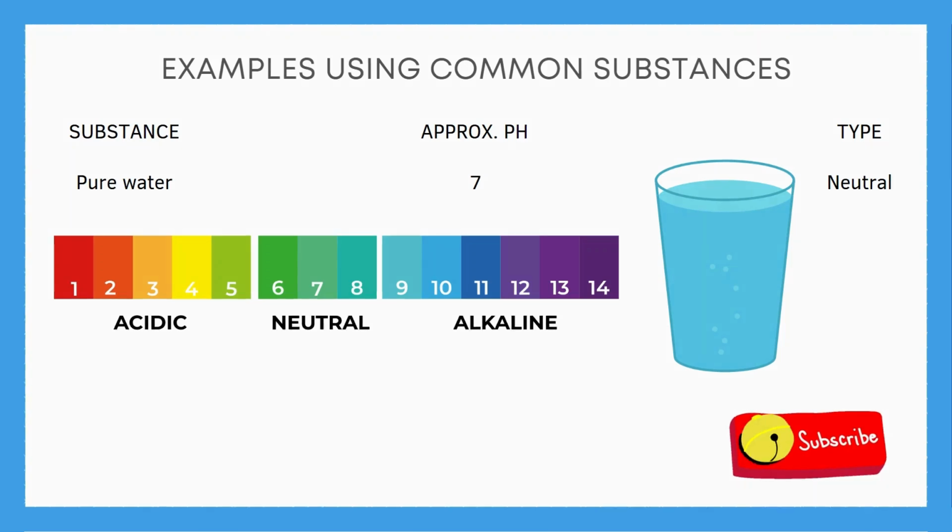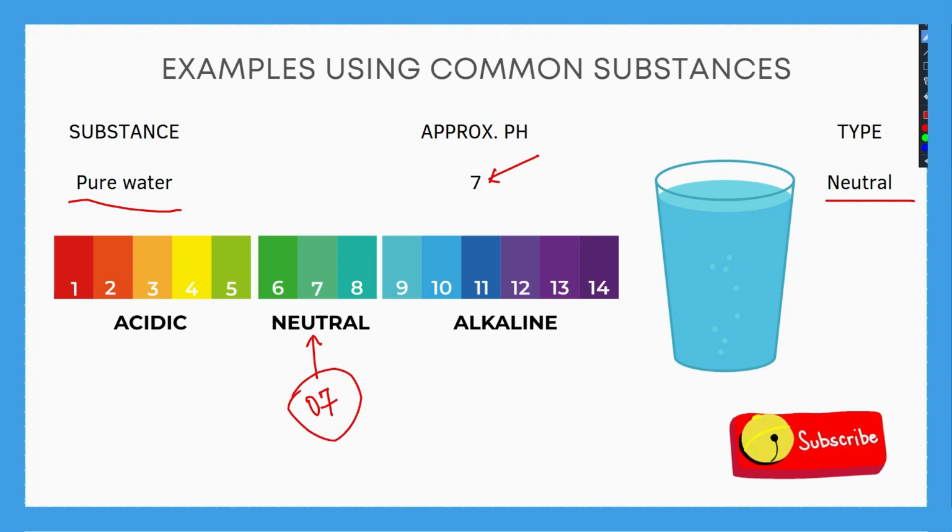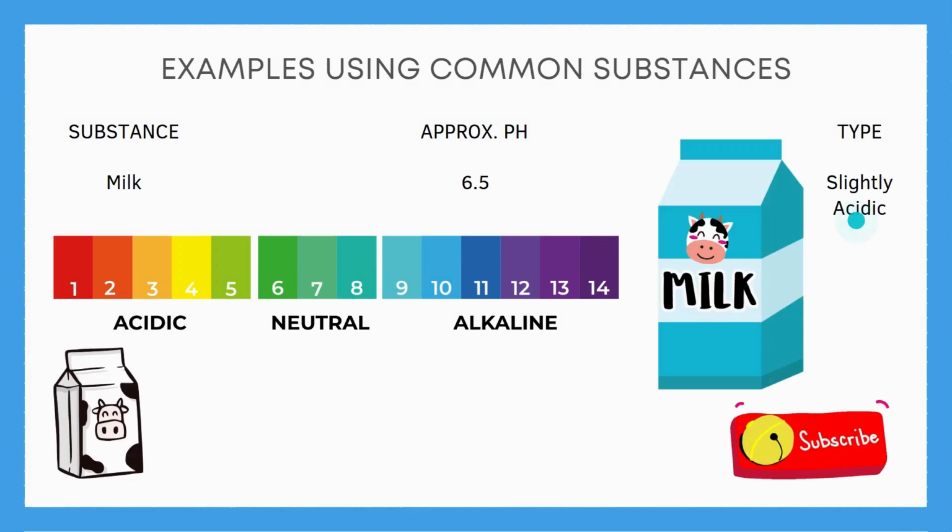Next example on our list is the example of water, or pure water. Pure water has an approximate pH value of the number 7, and number 7 means it is basically neutral, because you can see neutral here has the value of number 7, and on the pH scale, number 7 is at the center from 0 to 14. So pure water is neutral because it has the pH value of 7. Now, having said that, let's move to the next example that we have.